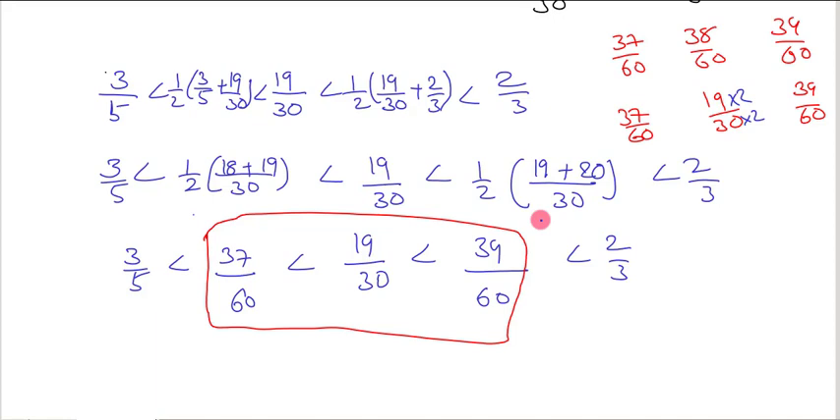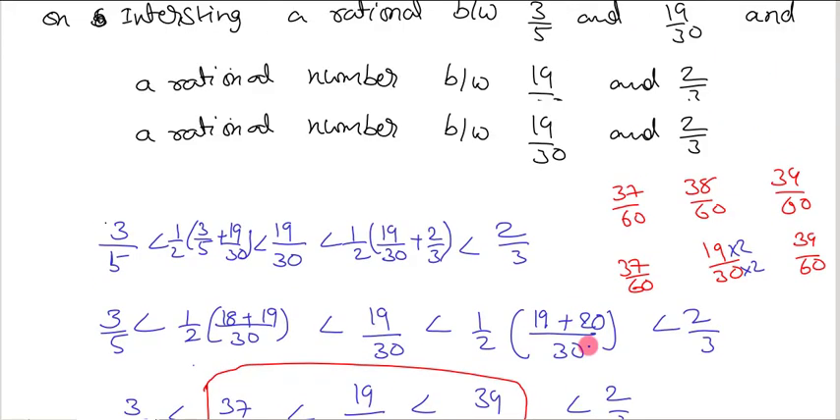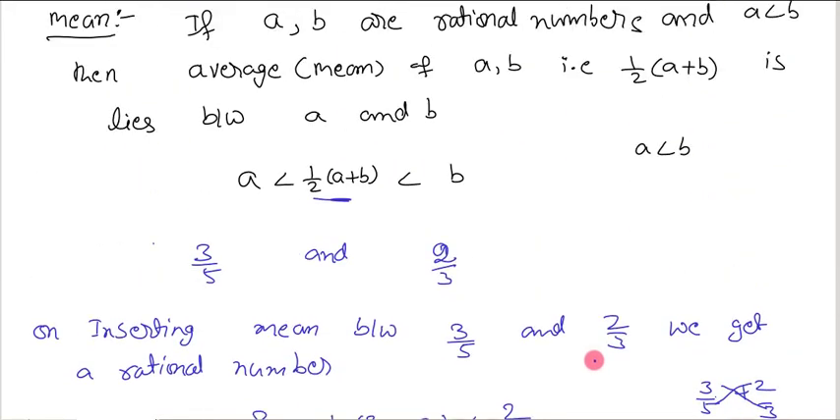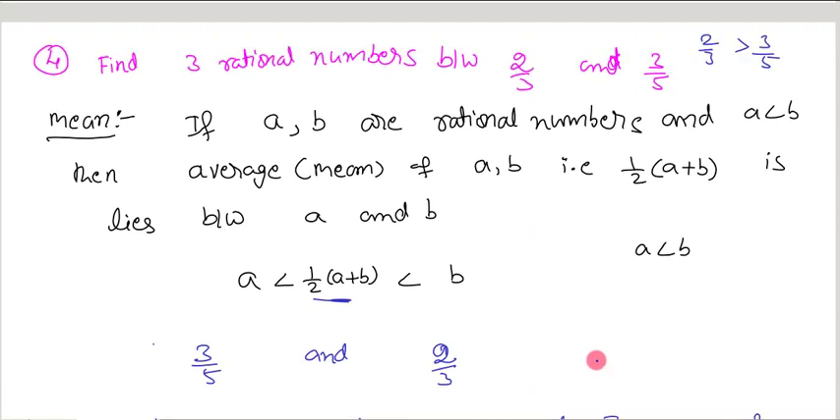But this method is called the mean method. Why? Because we have used a mean formula. So this is called the mean method. Okay. So this is how to use the mean method for inserting rational numbers between two given rational numbers.